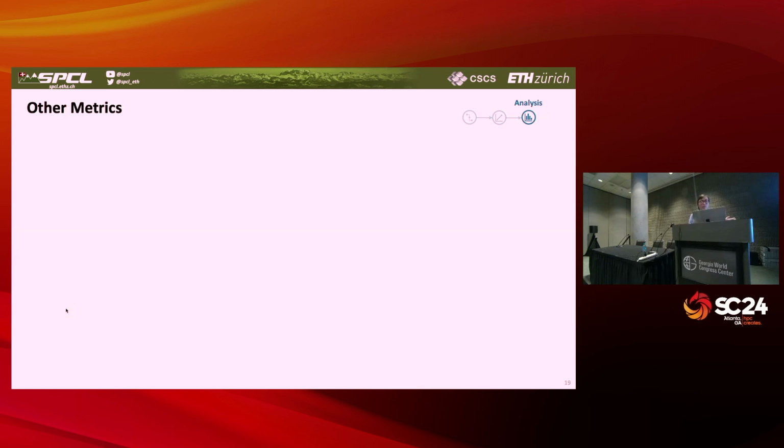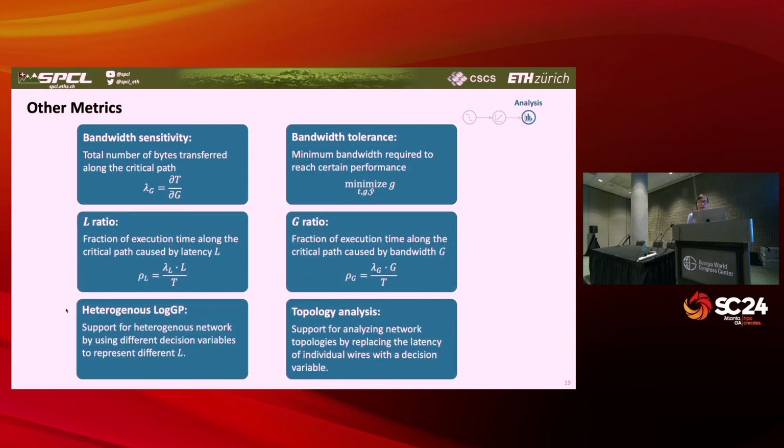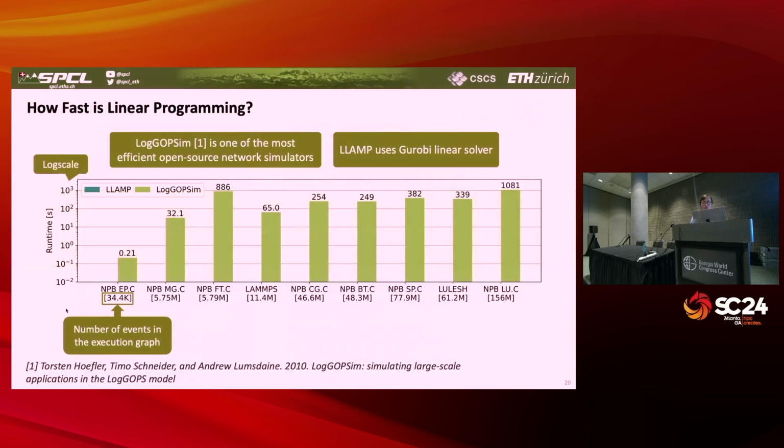So besides these metrics that we have just introduced, our toolchain can also perform many types of analysis. To list a few, we have bandwidth sensitivity, bandwidth tolerance, all types of critical path analysis, and also supports heterogeneous network and network topology analysis. So as long as we can represent parameters that you are interested in with decision variables in a linear program, we'll be able to produce all kinds of interesting metrics. So the takeaway here is that LAMP, our toolchain, is extremely versatile, and it has a lot of potential applications out there that are yet to be discovered.